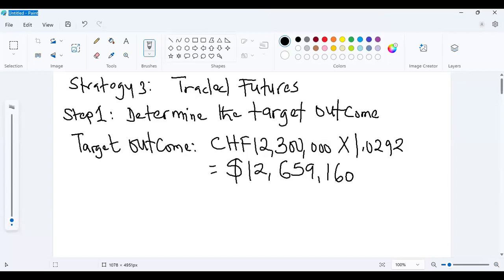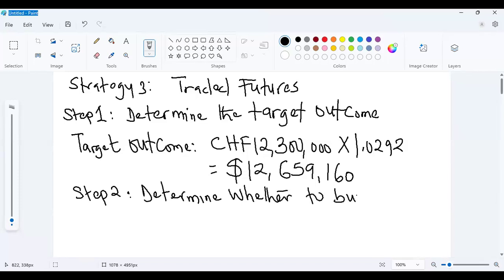We now go to step two. Determine whether to buy or sell futures. You must answer this question.